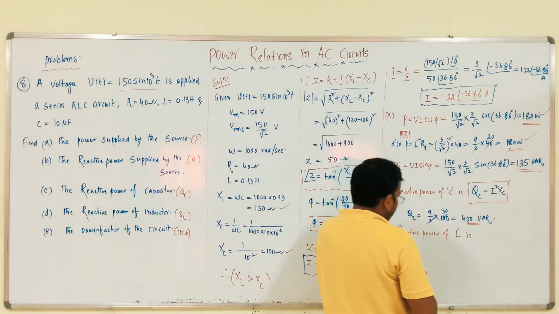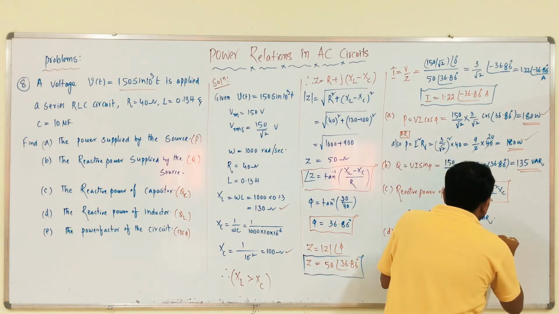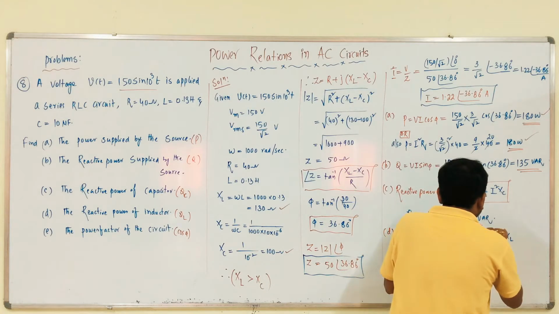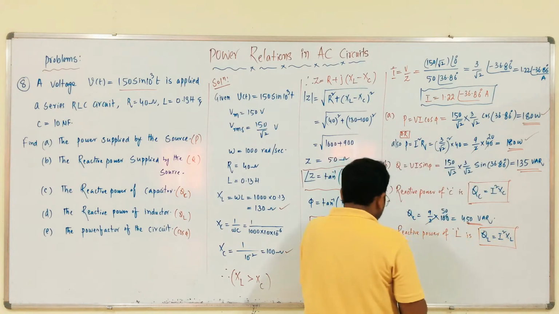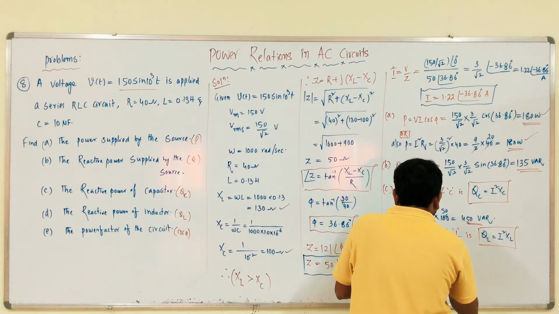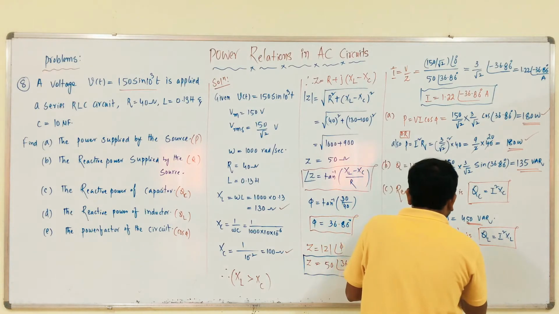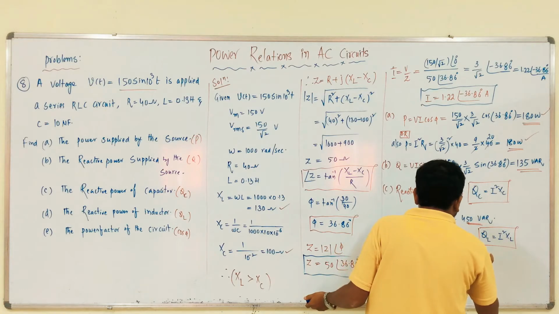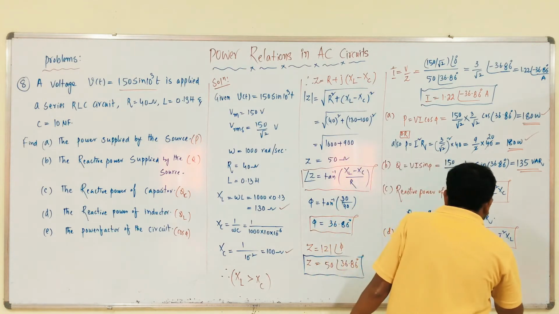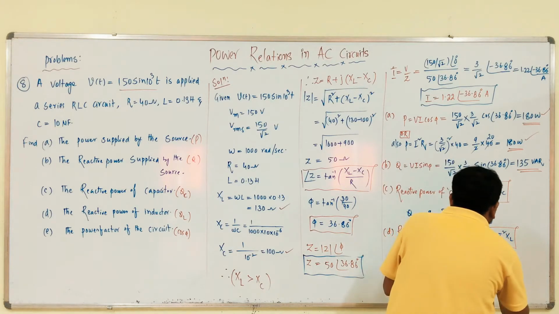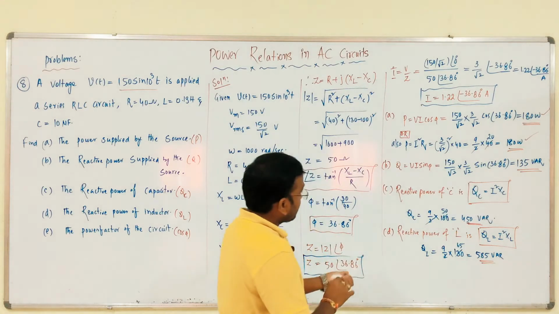Reactive power of inductor is what? Q_L, right? Which is nothing but I square into X_L. We all know these formulas, right? Therefore, Q_L is equals to what? I square is 9 by 2 into X_L is what? 130, 65. So we can get 585 VAR. Q_C is what?